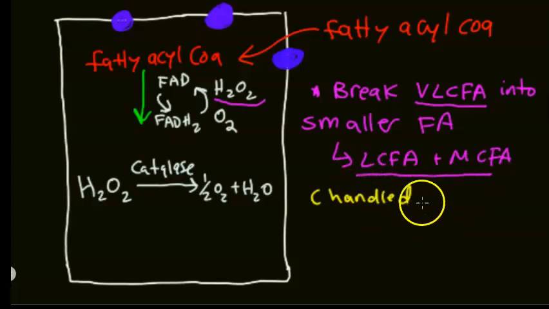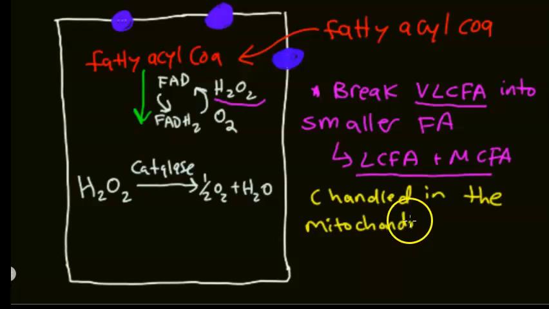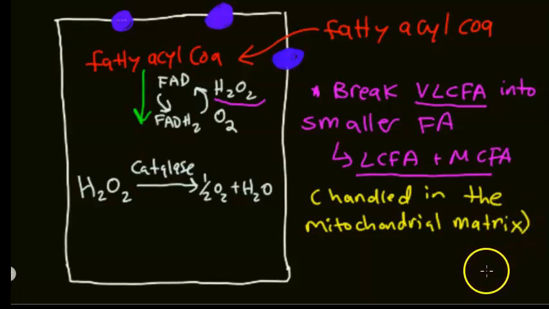So they will go to the mitochondrial matrix, handled in the mitochondrial matrix, where they will undergo beta oxidation, as we saw in the last video, and produce your acetyl-CoA, NADH, and FADH2, which can then be used over there in the electron transport chain in the inner mitochondrial membrane, right? And make your ATP.